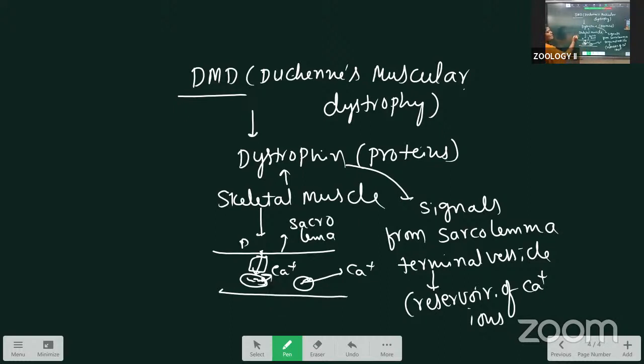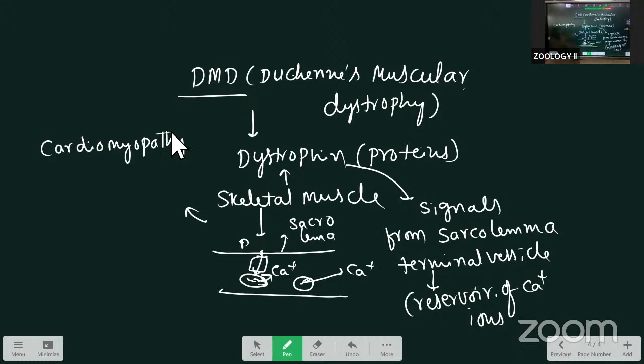At that time, inside the skeletal muscles, calcium ions are not released. It causes a deficiency of calcium, and deficiency of calcium slows down the muscle contraction. In this condition they can't walk properly. The affected persons also get cardiomyopathy in severe cases.